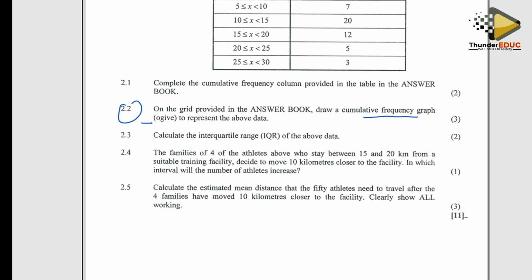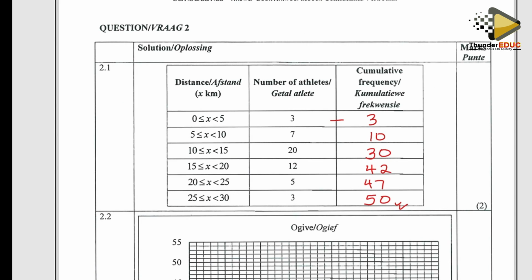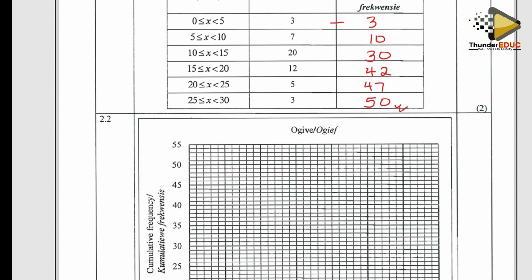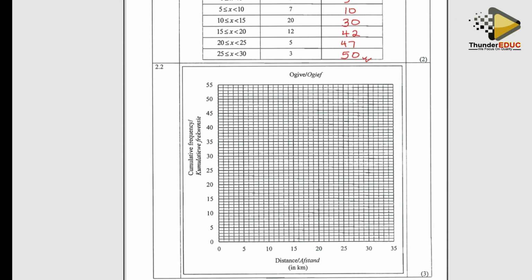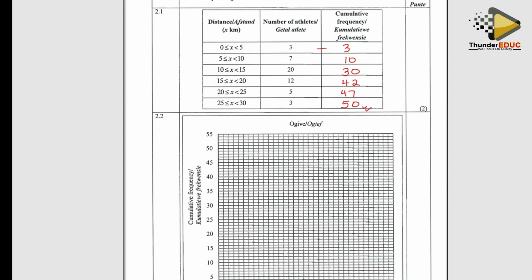Then 2.2, on the same grid, they want us to draw the cumulative frequency graph, or the ogive. Okay, so one thing we need to know about the ogive is that it's plotted as the class intervals, which is in this case the distance, against the cumulative frequency. Okay, and then when we are plotting, we always use the upper class boundaries.